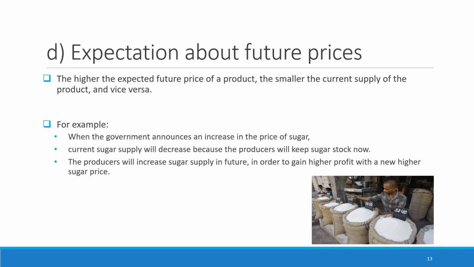The higher the expected future price of a product, the smaller the current supply of the product, and vice versa. For example, when the government announces an increase in the price of sugar, current sugar supply will decrease because the producers will keep sugar stock now. The producers will increase sugar supply in future in order to gain higher profit with a new higher sugar price.